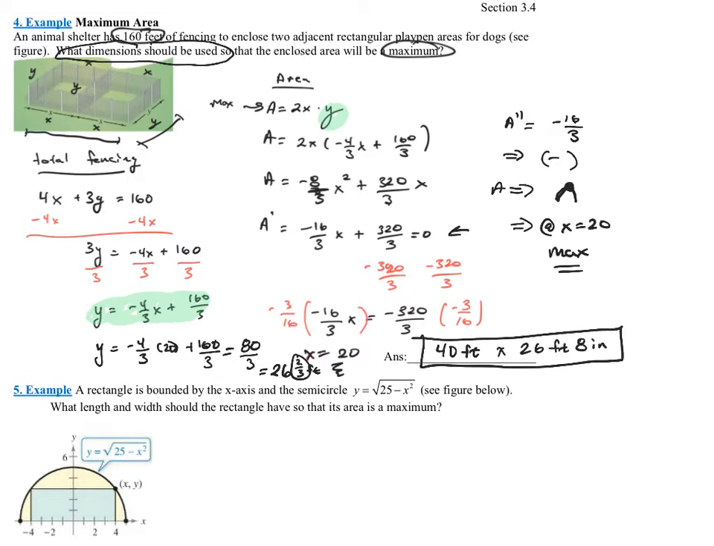So each of the x's would be 40 feet, and each of the y's that you see in there, the length of the entire pen, the width of the entire pen would be 40 feet, and the length of the pen would be 26 feet, 8 inches. Each of the x's you see would be 20 feet, and the y's would be 26 feet and 8 inches. We did prove this as a maximum, so that problem is done.